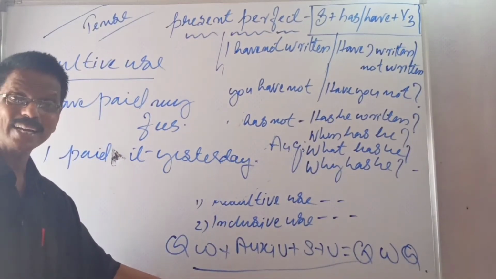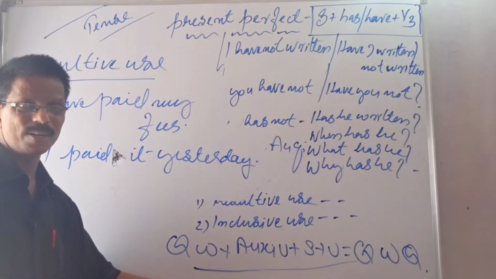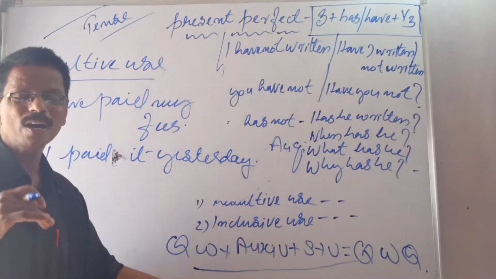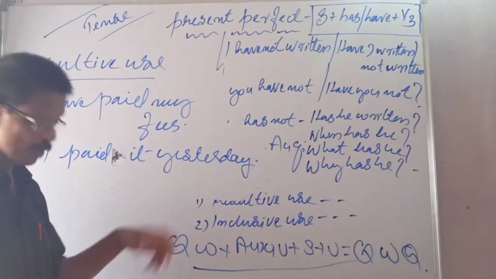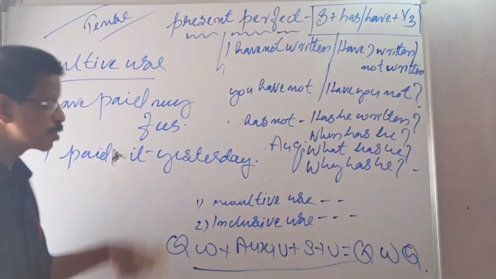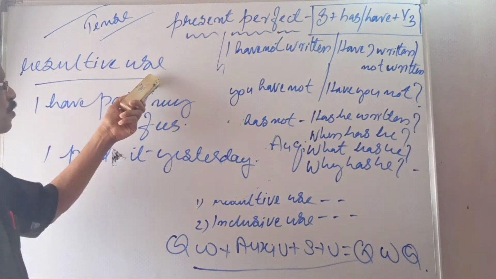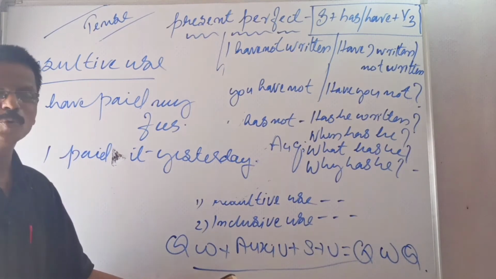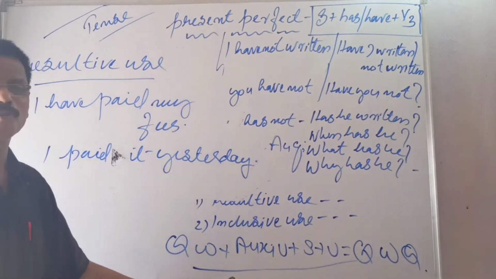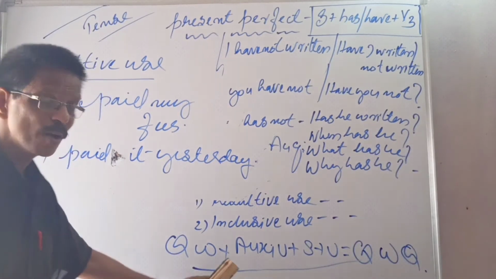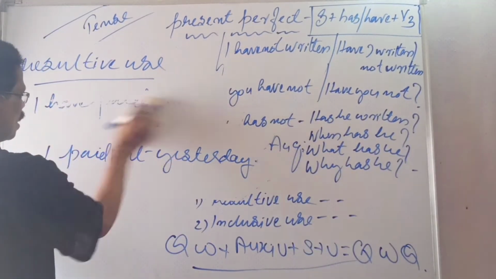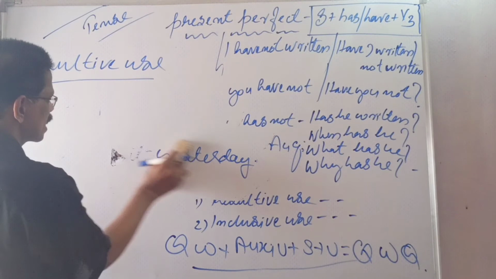We have already learned the lesson. What does it mean? It means that we need not learn it again, which means the result remains even now. Even now the result remaining is called a resultive use. If the result of an action continues in a present period of time, present perfect can be used. That's called resultive use.